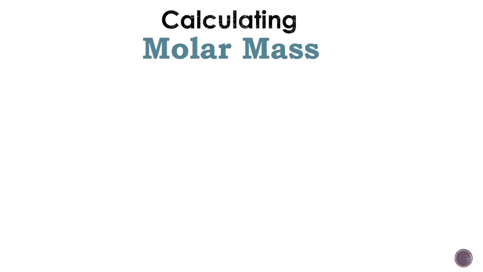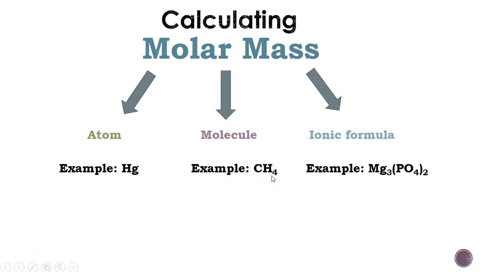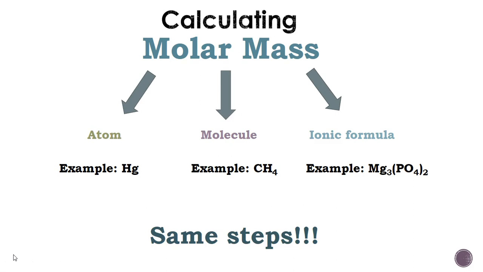So now, what if we wanted to calculate molar mass for atoms? For example, mercury is an atom, and we want to calculate the molar mass of that. We can do that. What if we wanted to calculate the molar mass of a molecule? We know molecules are covalently bonded, so CH4 is one example of a molecule. Or we can actually calculate the molar mass of ionic formulas as well. The good thing is they all have the same steps. So let's take a look at some example problems.